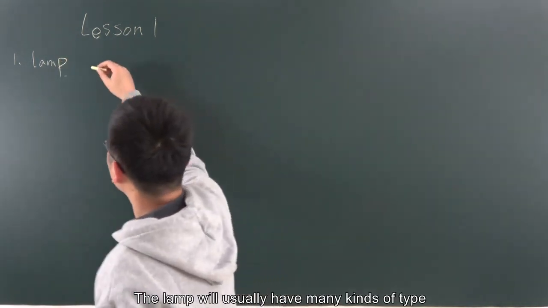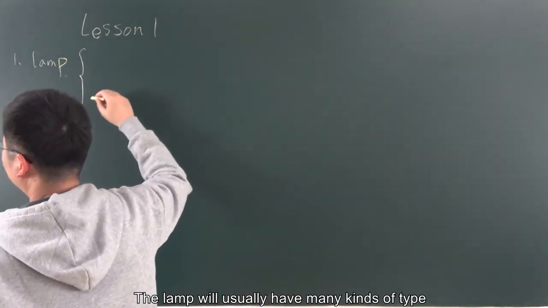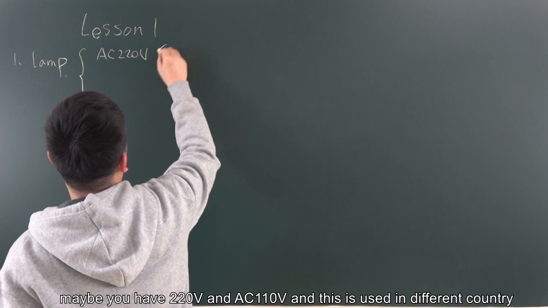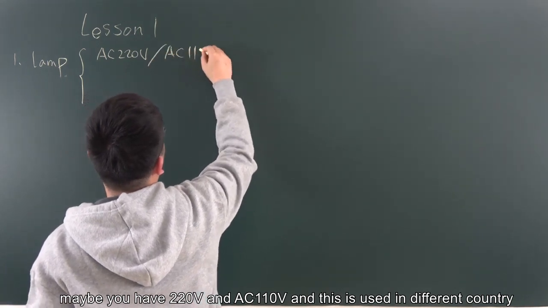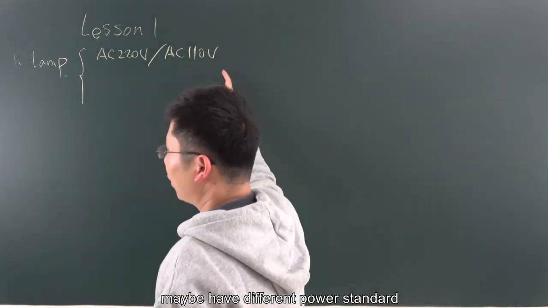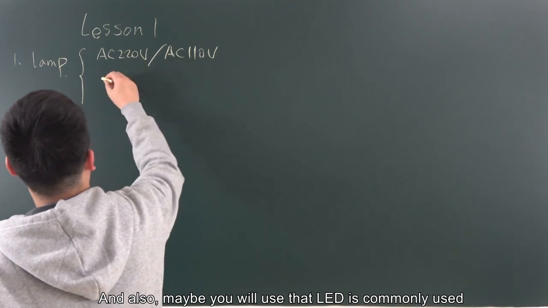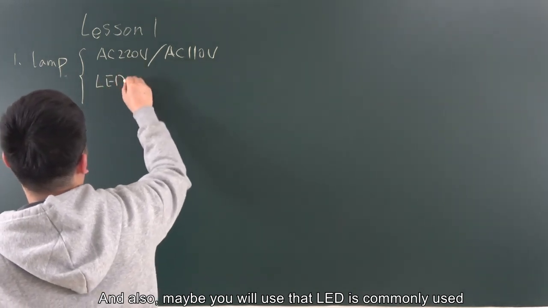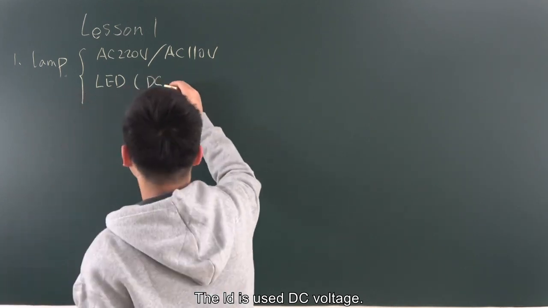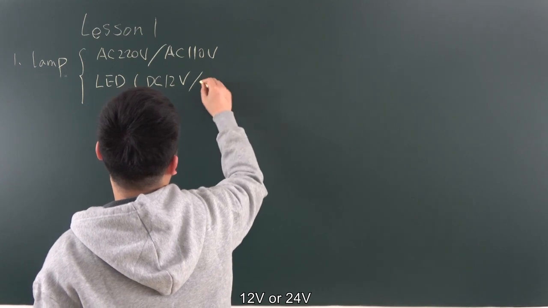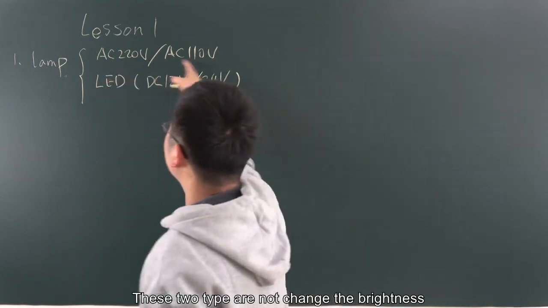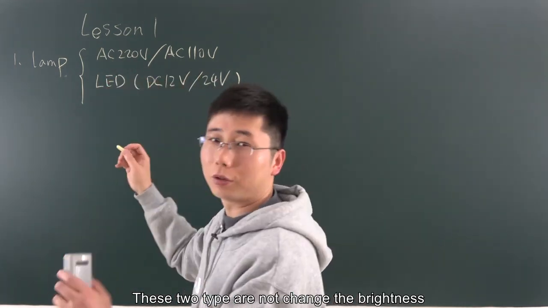The lamp usually has many types. According to the voltage, maybe you have 220 volt AC or 110 volt AC, used in different countries with different power standards. And maybe you will use LED, which is commonly used. The LED uses DC voltage, 12 or 24 volts. And these two types do not change the brightness.